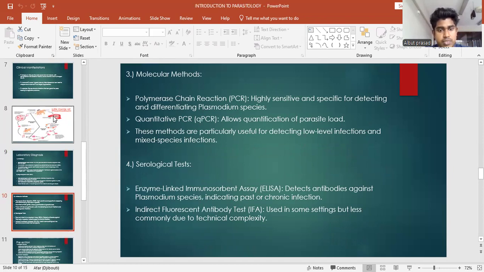Then we look at the serological tests, the ELISA method, the enzyme-linked immunosorbent assay. This detects the antibodies against the Plasmodium species, which indicates whether they have a chronic infection or any other past related infections. Then the indirect fluorescent antibody test, IFA, is used in some clinical settings, but less commonly used due to its technical complexity and of course the cost.